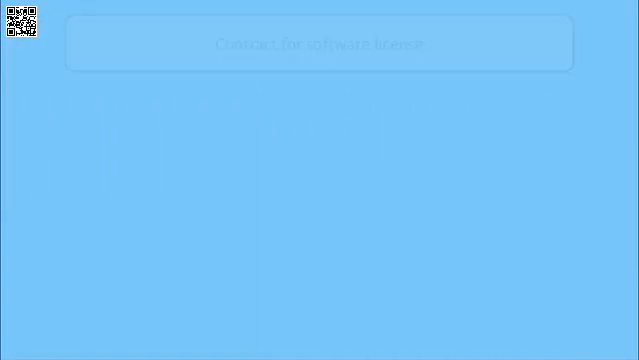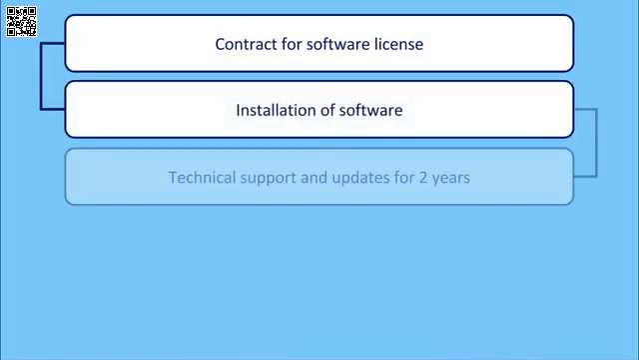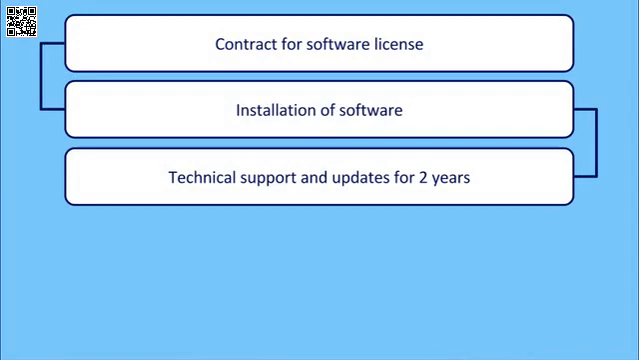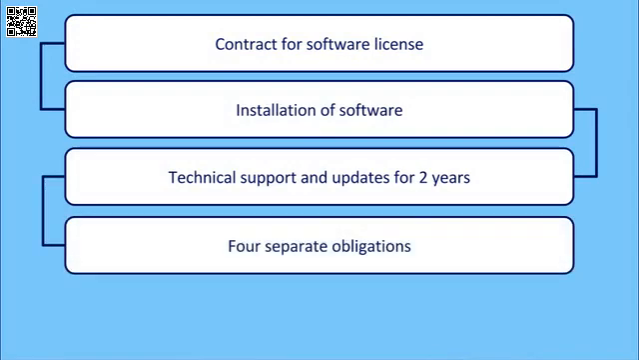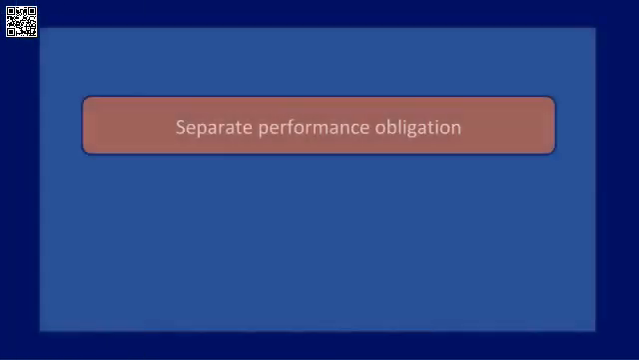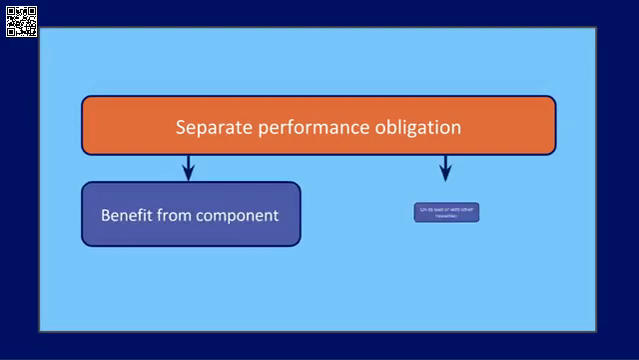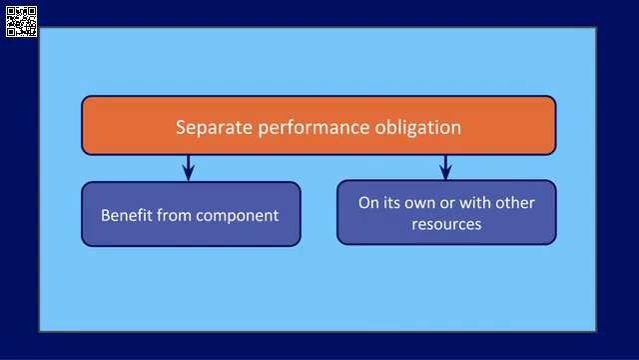Consider, for example, a contract for the supply of a software license, installation of the software, ongoing technical support for 2 years, and technical updates for 2 years. There are 4 separate performance obligations, and later on in the framework we will see how to allocate revenue to each component, so that a fair amount of revenue is deferred to later accounting periods in respect of the technical support and technical updates. To be a separate performance obligation, the entity must be able to benefit from the component on its own or with other available resources.